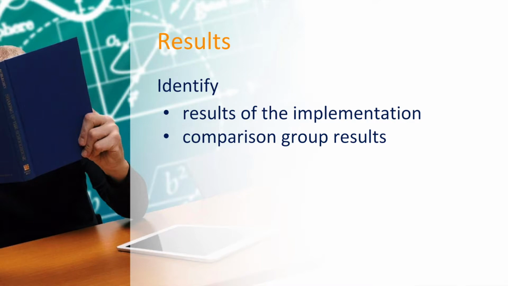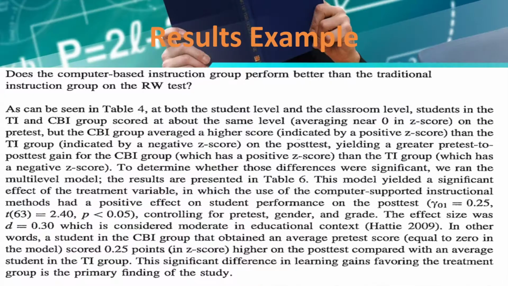We want to look at the results, identify the results of the implementation, comparison group results. This is found in the results section of the study. And these are screenshots taken directly from the actual study that I analyzed. This is the key information I'll need as an instructor in order to replicate. First, identify whether the strategy is effective, and then be able to replicate.